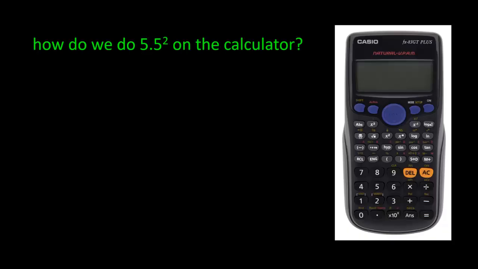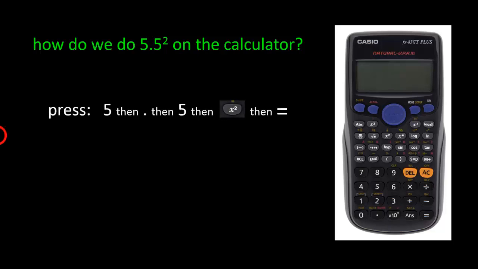Okay, so we'll have something like 5.5 squared. How do we do that? Well, the key we're going to use is this important one with a red circle, that little x squared. So what we do is press 5.5, then we press that key, and then we press equals. Try it, and you should get 30.25.